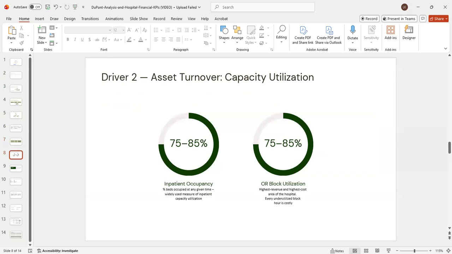So now moving on to the second driver, namely asset turnover. We're going to start by looking at capacity utilization. On the left, we track inpatient occupancy, which is the percentage of beds occupied at any given time. This is typically the most widely used measure of inpatient capacity or efficiency.